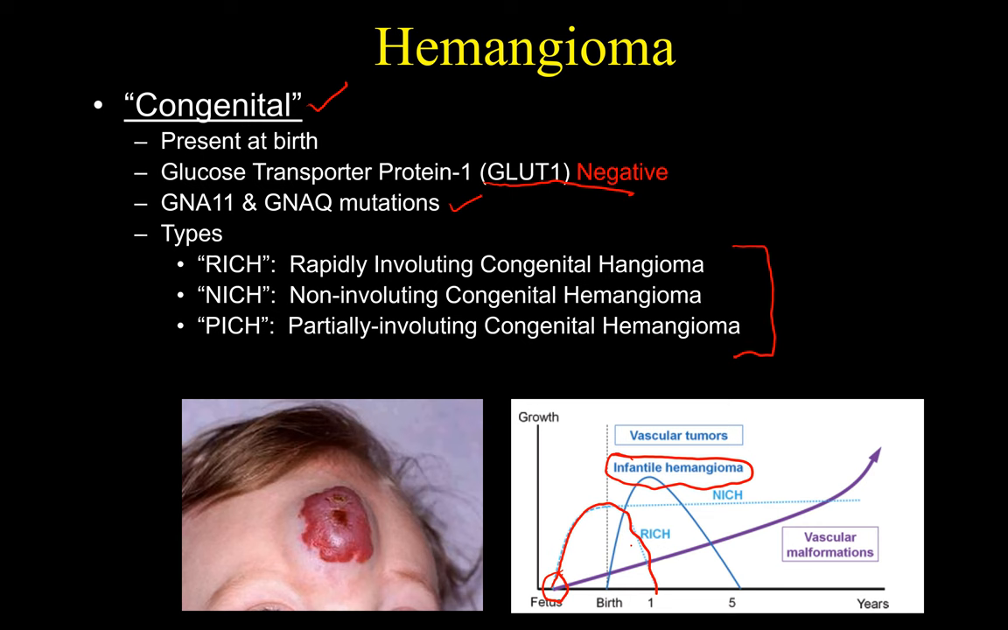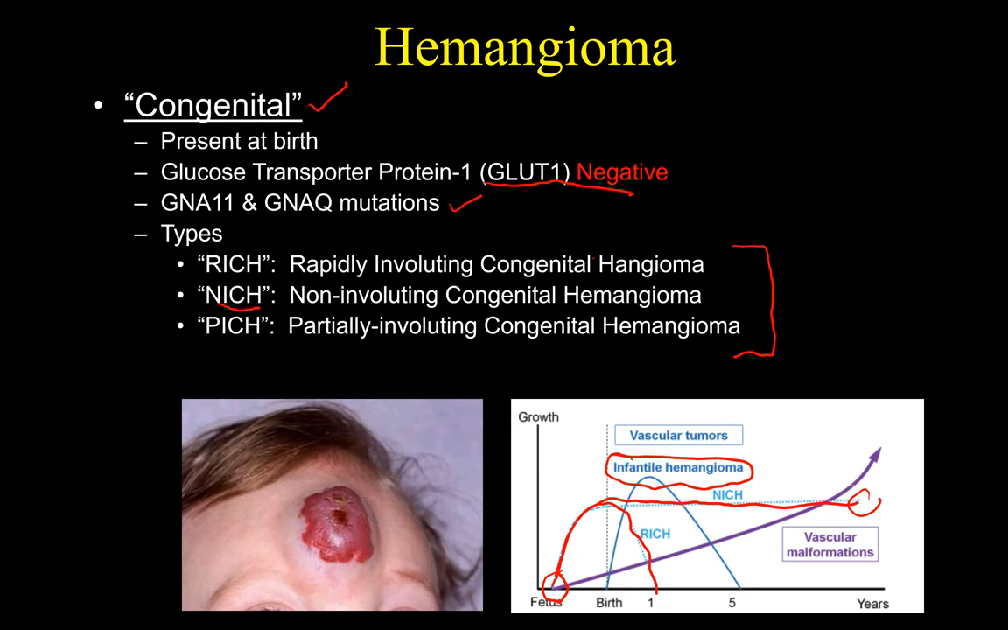Then you have another one, which is a NICH, and this is a non-involuting congenital hemangioma. So you have these lesions that come up like this, and they never go away. They just continue to persist. And if you do biopsy these, they do come back as hemangiomas.